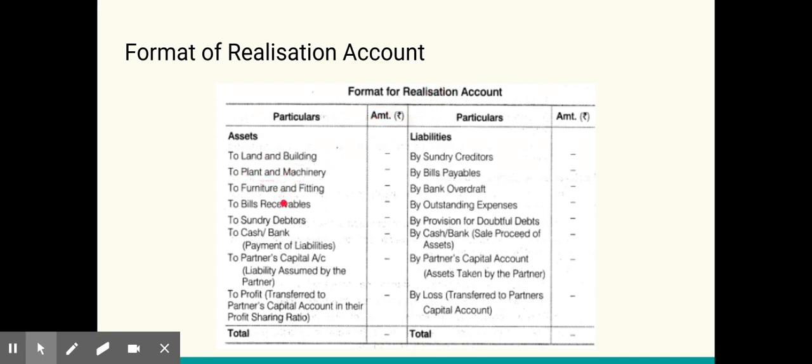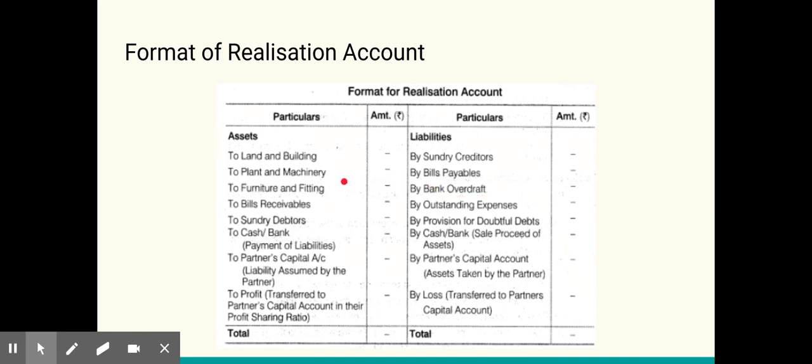So all the assets are transferred to the debit side of realization account, and all the outside liabilities are transferred to the credit side of realization account. We already know that the liability shows credit balance. So while we are transferring the liabilities to the realization account, the liability should be cancelled, showing the opposite of credit balance. So the journal entry will be sundry creditors account debit to realization account. All the liabilities are transferred to the credit side of realization account.